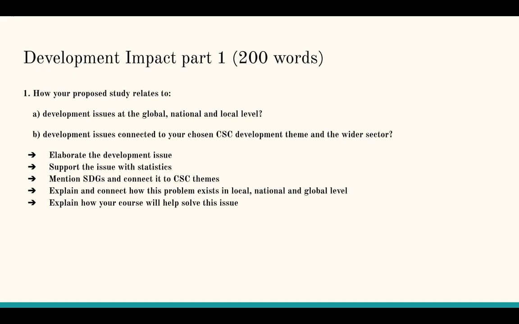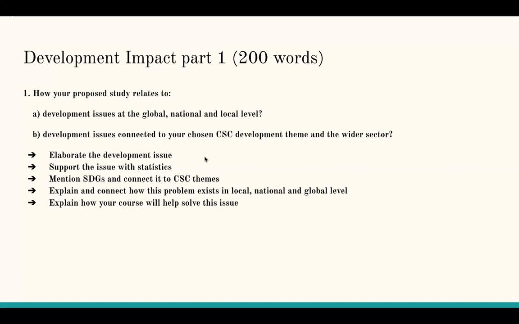ask you in the question explicitly about the sustainable development goals, it is always important to mention them, so that when a panelist is reading your particular essay, they know that, okay, this person has thought about how the global goals are connected as well as the CSE development themes are connected.